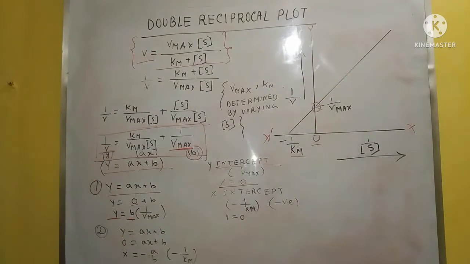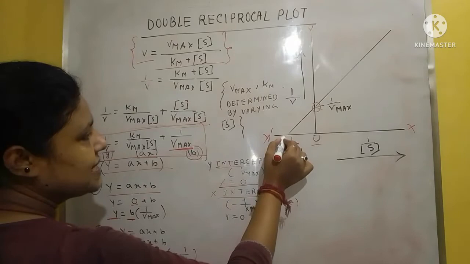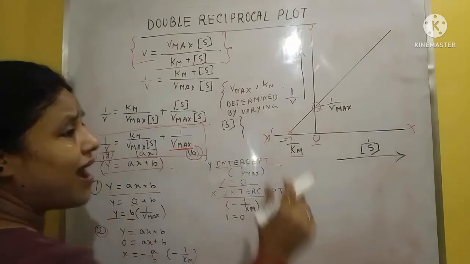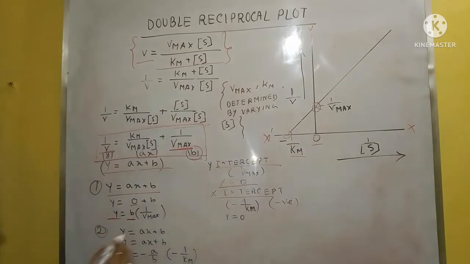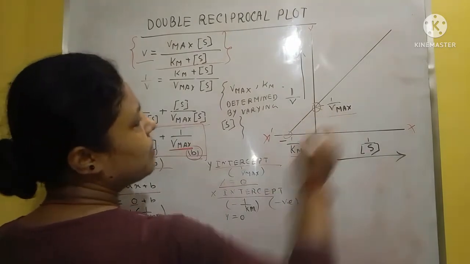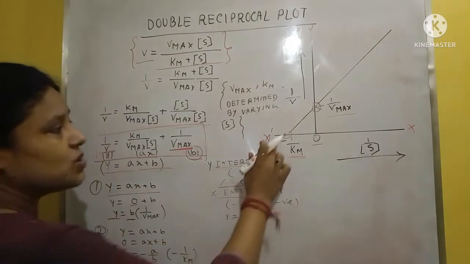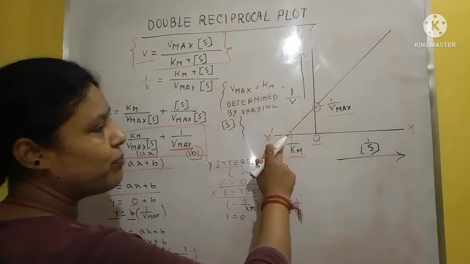Clear? And next, the x-intercept. When any value remains on the x-intercept, that means the y value there is 0. So here the x value is minus a by b, and that means minus 1 by Km. In that way, you will see the value of 1 by Vmax and the value of 1 by minus Km, which is obviously negative, not positive.